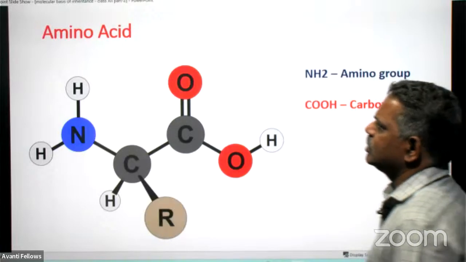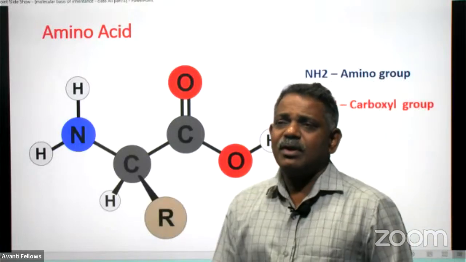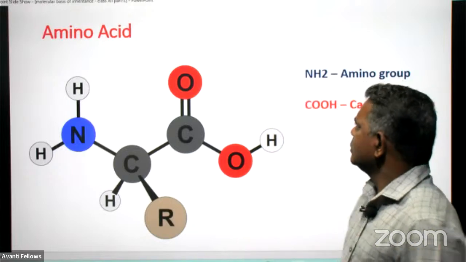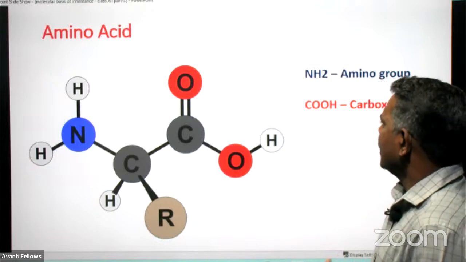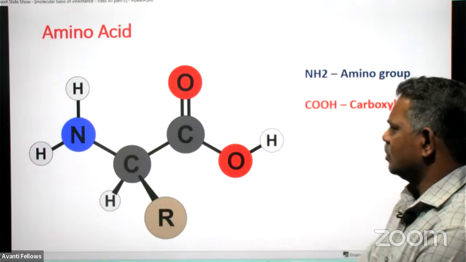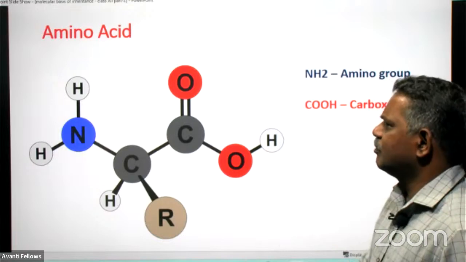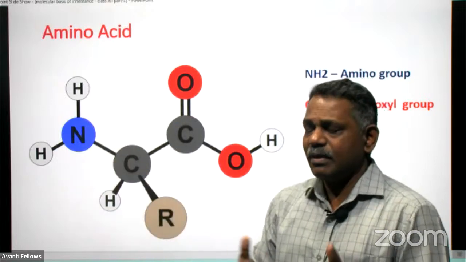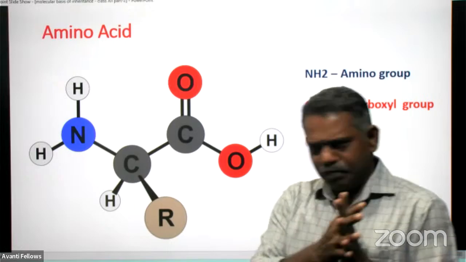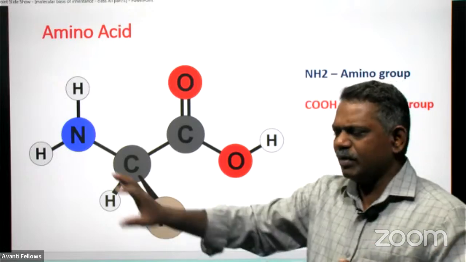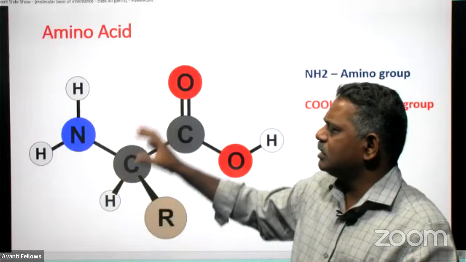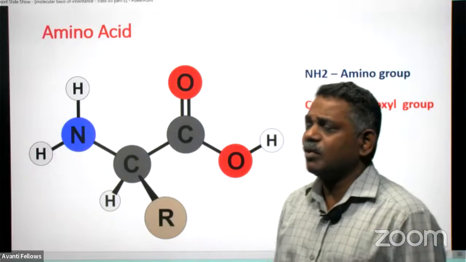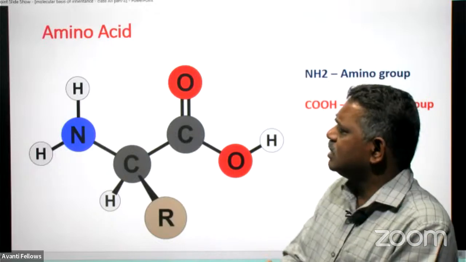Then come to the next machinery, that is amino acids. In amino acids, we can find there are two functional groups. By using these functional groups, one amino acid is connected to another amino acid with a peptide bond. And a protein is nothing but a long chain of amino acids. Thousands of amino acids will be placed one after another, and all these amino acids connect to each other with peptide bonds. The connection between these amino acids is always through the functional groups.